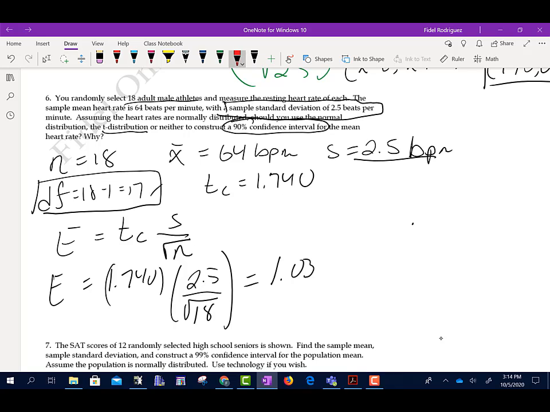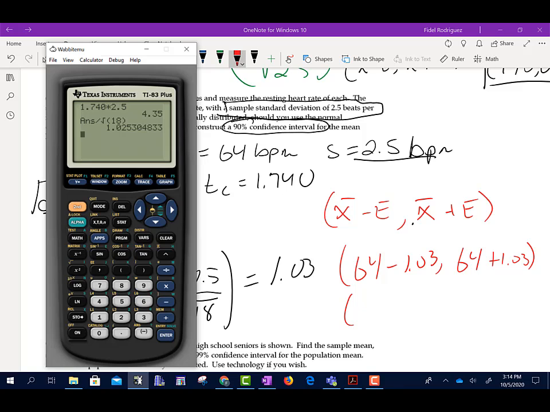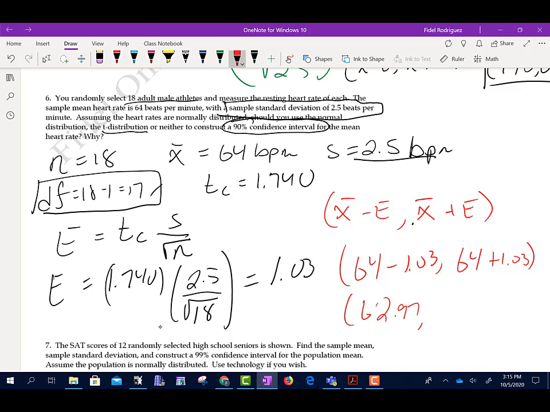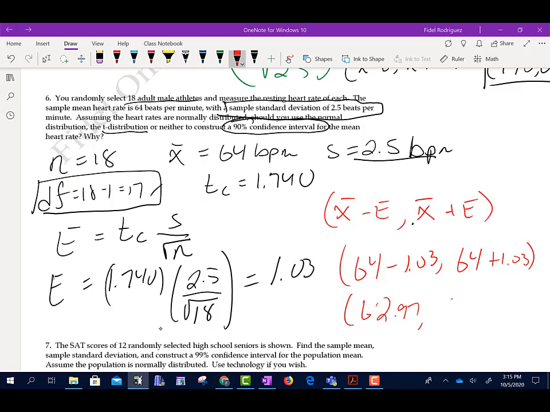1.03. So now, if I'm going to find my error, I'm going to take my interval, x bar minus the error, and x bar plus the error. So my x bar was 64 minus 1.03, 64 plus 1.03. So let's take our calculator and let's do that. 64 minus 1.03, 62.97, and the other part, change the minus to a plus, 65.03.